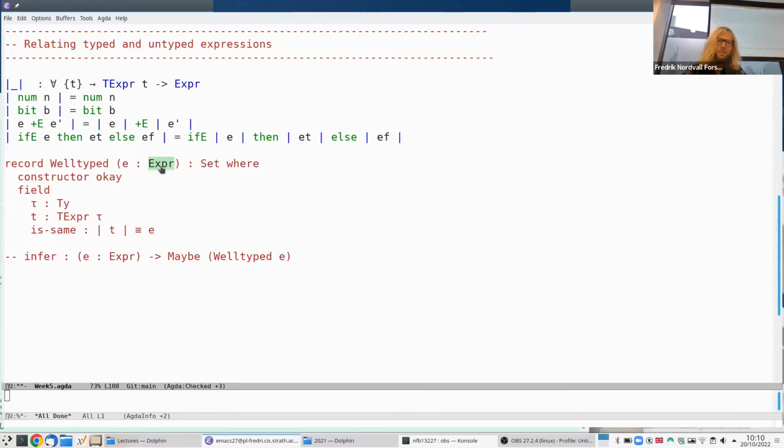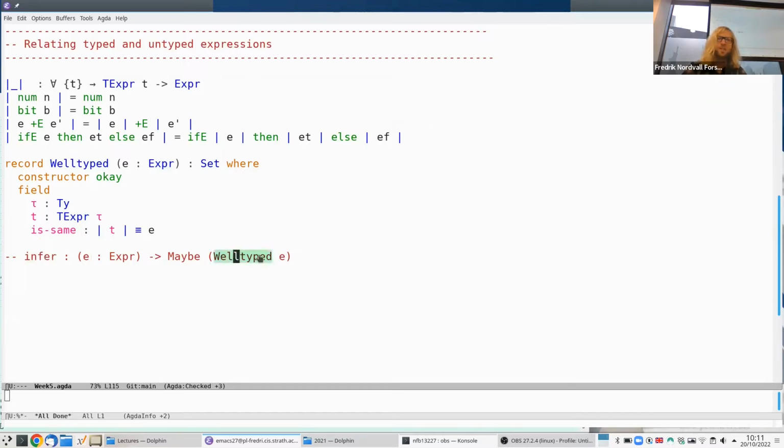So here I'm saying I have an untyped expression, E, and this is the data that you need to provide in order to say that this really is a well-typed expression, right? So saying that E is well-typed if there is some type, which I call tau, which is maybe also not a great name, and there is some expression T, which is a typed expression, such that if you erase it, you get the original E, right? You're saying that E is well-typed if there is a typed version of it somewhere, such that you can go back again.